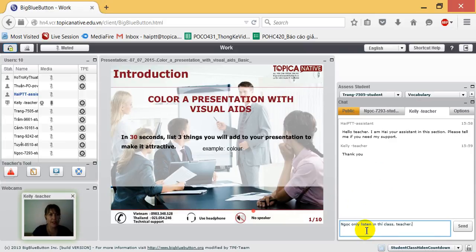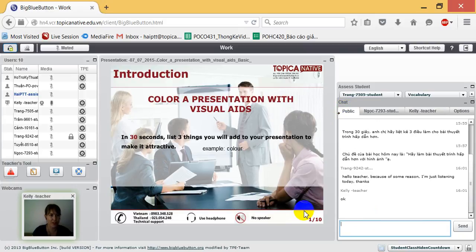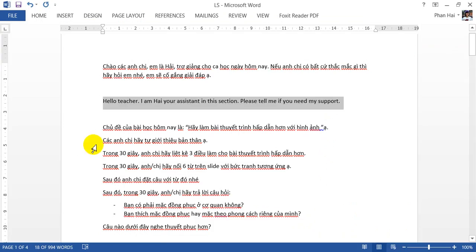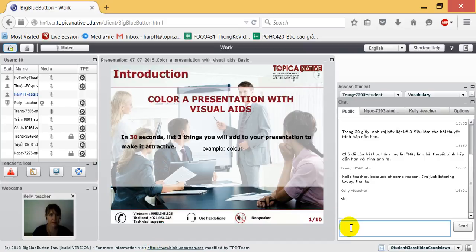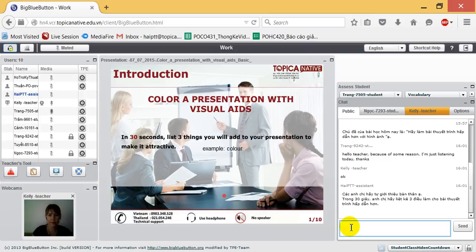All right, so let's go ahead and start with today's lesson. And we'll start with our introduction. So, Trang, could you please go ahead and introduce yourself? Good afternoon, teacher and everyone. My name is Trang. I live in Quy Nhon City, a beautiful city in the center of Vietnam. Now I'm 27 years old. Nice to meet you. You as well.